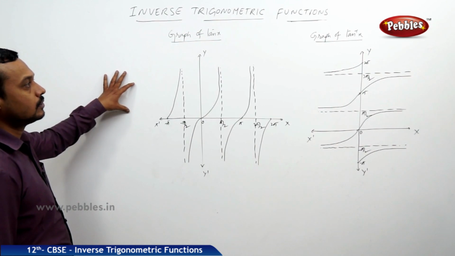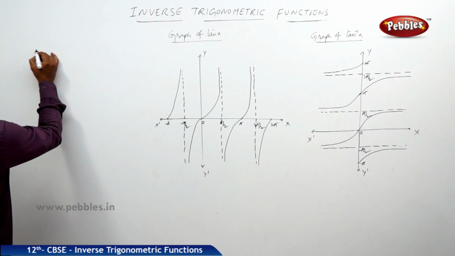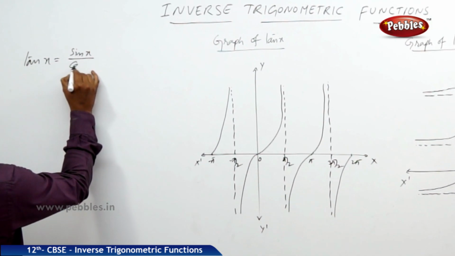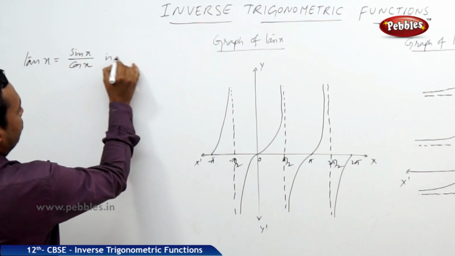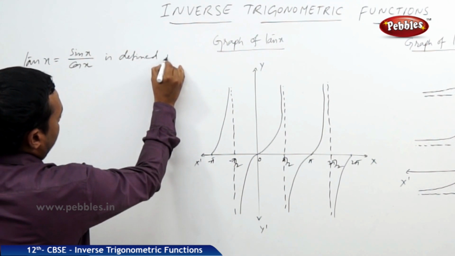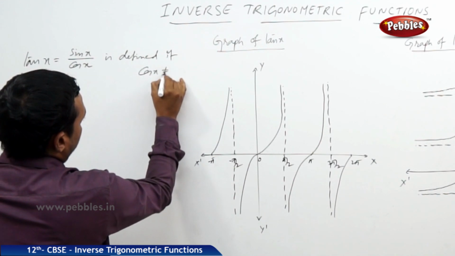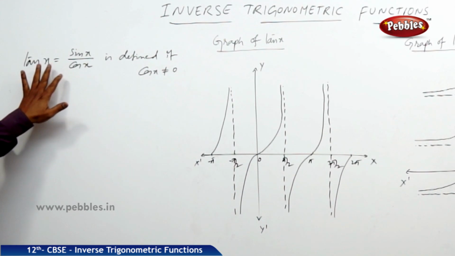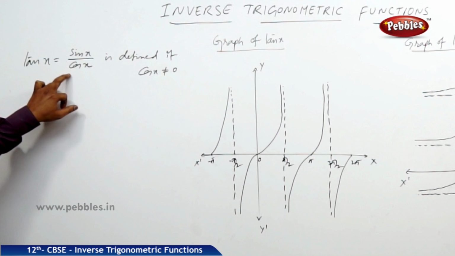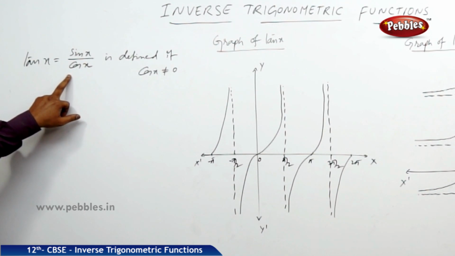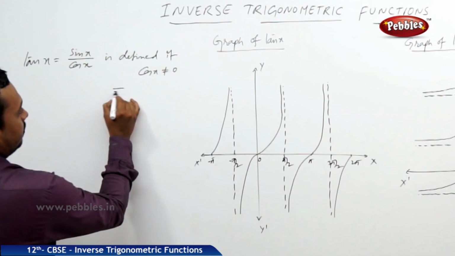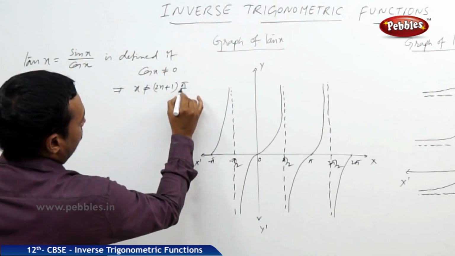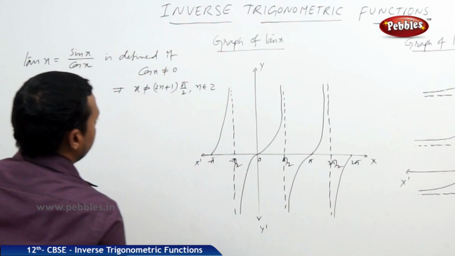Now the definition of tan inverse x. You know, tan x is equal to sin x by cos x. Now this is defined if cos x is not equal to 0. This tan x function is equal to sin x by cos x. This ratio is defined when the cos x value is not equal to 0. That implies x is not equal to 2n plus 1 pi by 2, where n belongs to Z, the set of integers.